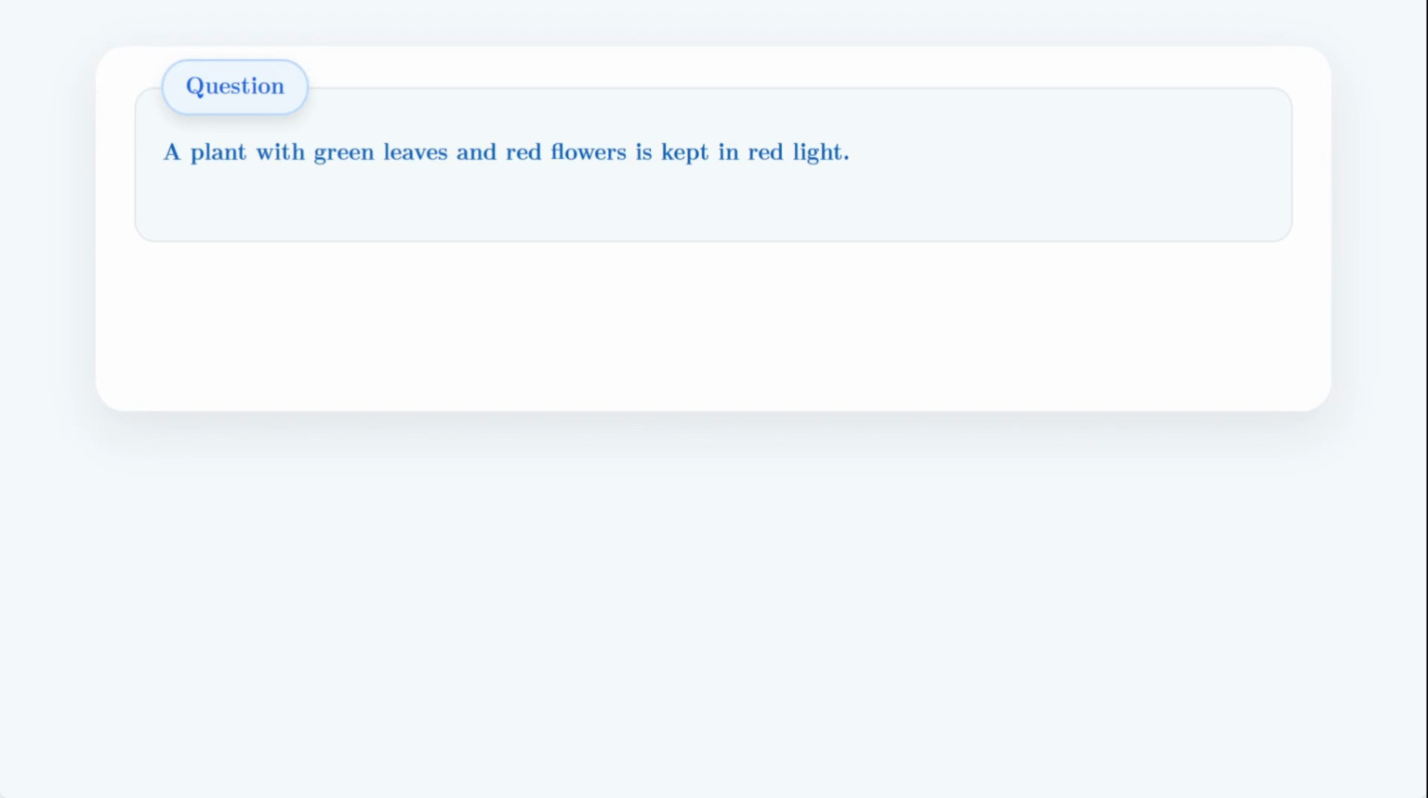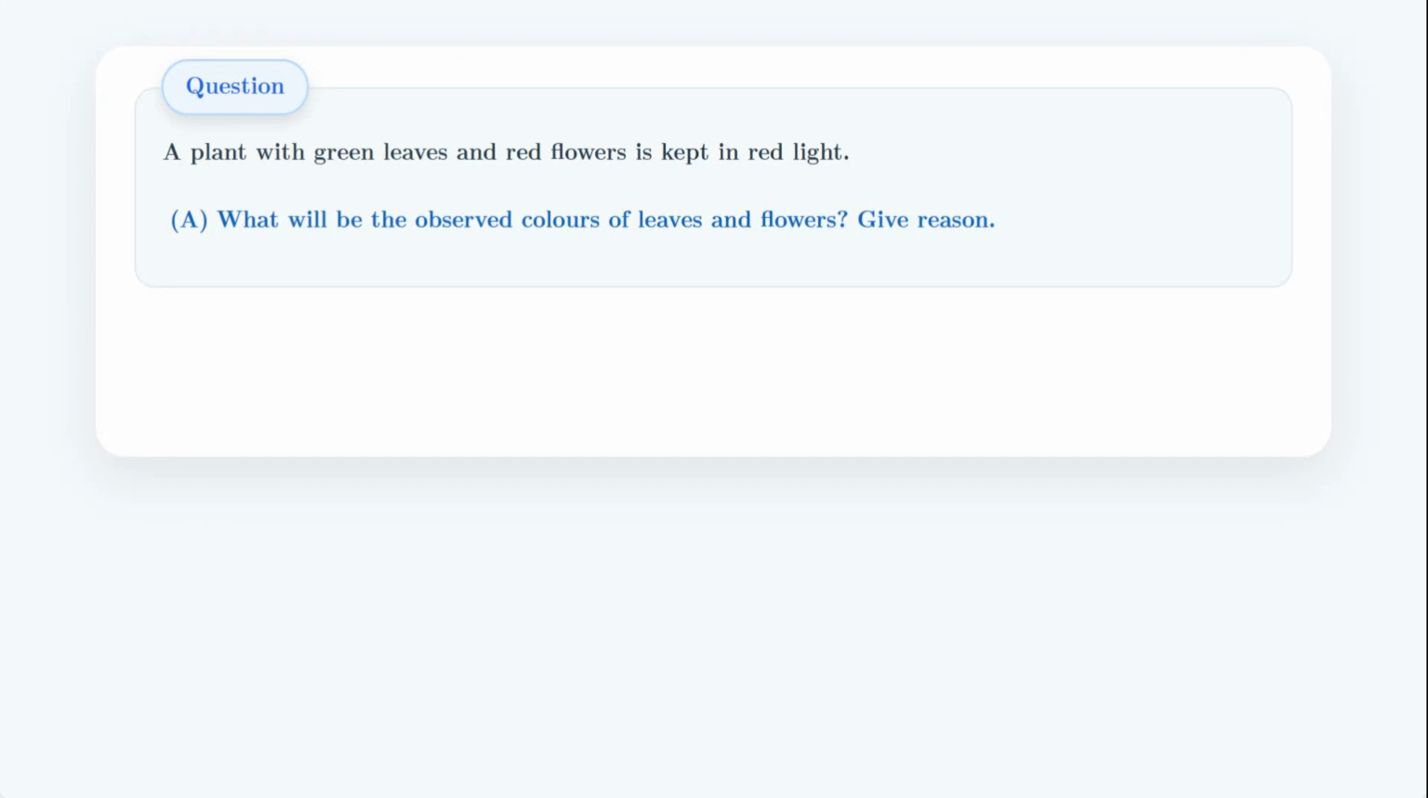Imagine a beautiful plant with bright green leaves and vibrant red flowers. Now, suppose this plant is kept in a dark room illuminated only by a red light. Our first question, part A, asks, what will be the observed colors of these leaves and flowers in this red light? And importantly, we need to give the scientific reason behind our observation.